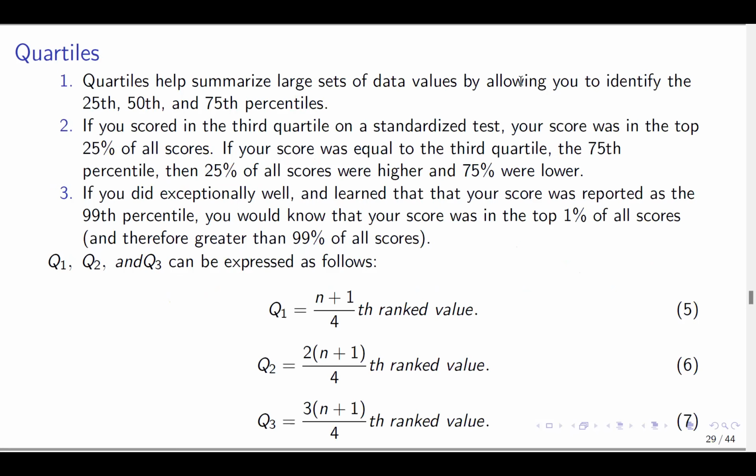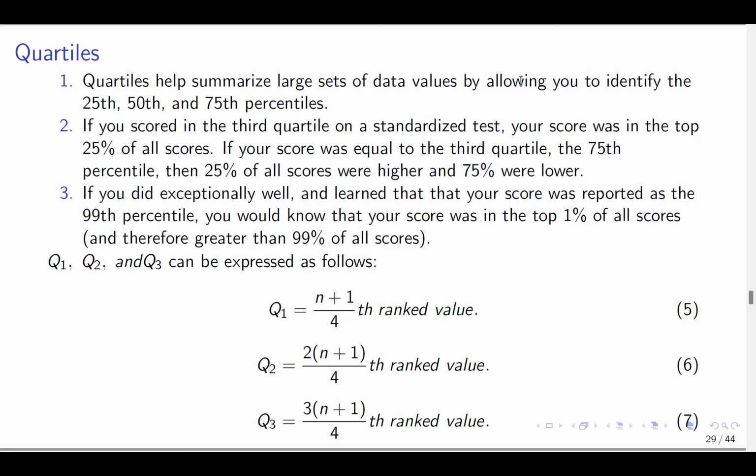So quartiles help us summarize large data sets by allowing you to find the 25th, 50th, and 75th percentile. For example, if you scored in the 3rd quartile of a test, it means that your score was in the top 25% of all scores, right? So it means that you did better than 75% of the people in your class. But if you did exceptionally well and your score was reported as the 99th percentile, you know your score was in the top 1% of all scores, all right?